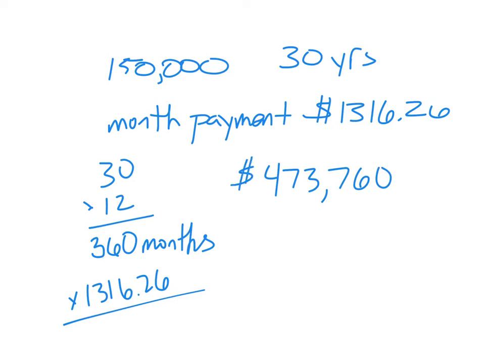So what does that number mean? That is for interest. No, what is that? That's not for interest. All right, well, we'll do the interest here in a second. So you just bought a $150,000 house and you paid what for it? $473,760 for it. That's what that is. So how do you figure out how much interest you paid? Subtract that from the price.